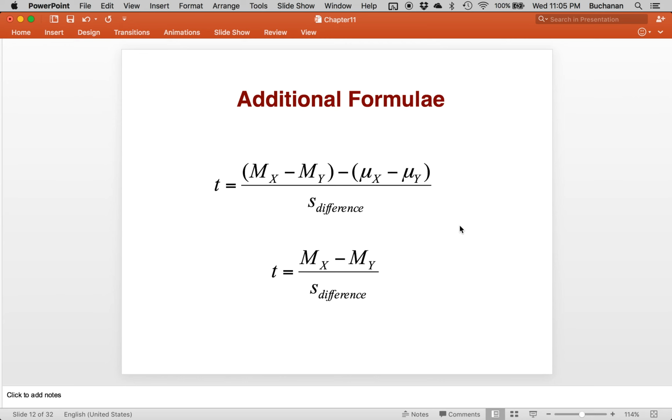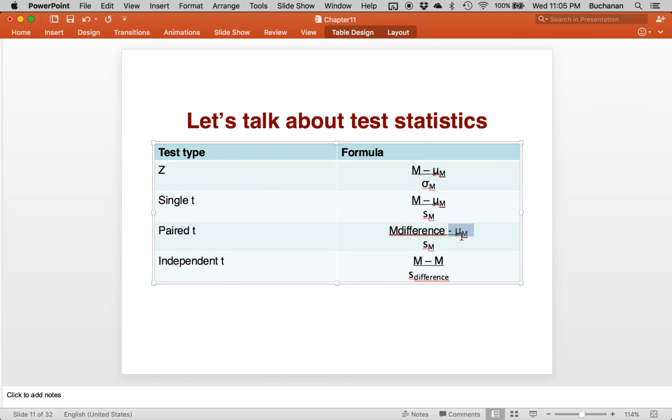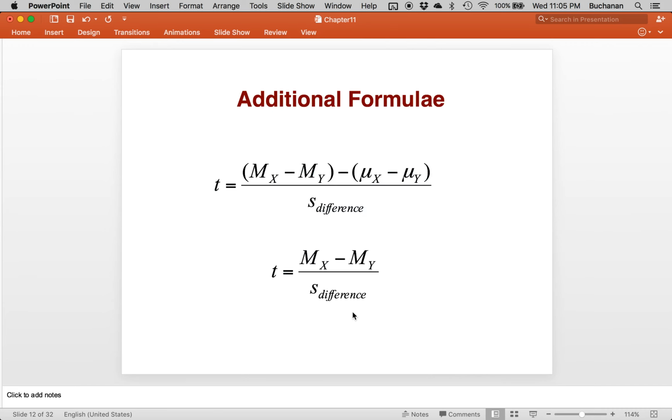You don't actually have to. Before this course, that's what we've been doing. Just like we assume here that this is 0. Now in single t, we didn't. And in a z-test, we didn't. So you can actually change your mind and do something else. But in general, paired t and independent t, we assume mu is 0.